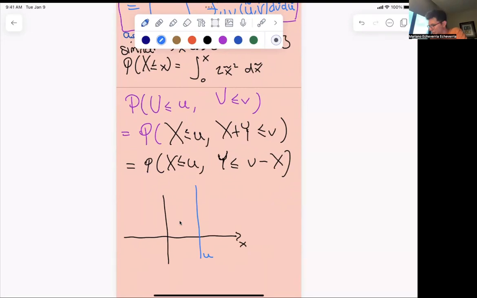And what is the line y equals x? Well, maybe I will use at some point that the density function is... Okay, let's see. So you want x to be less or equal to u and y to be less or equal to v minus x.